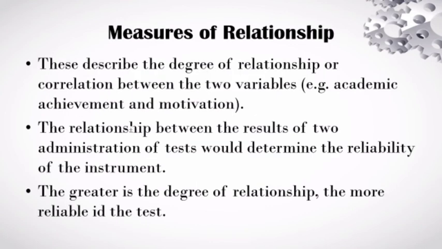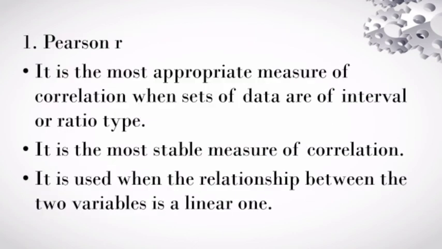These describe the degree of relationship or correlation between the two variables. For example, academic achievement and motivation. The relationship between the results of two administrations of tests would determine the reliability of the instrument. The greater the degree of relationship, the more reliable is the test. There are two measures of relationship.